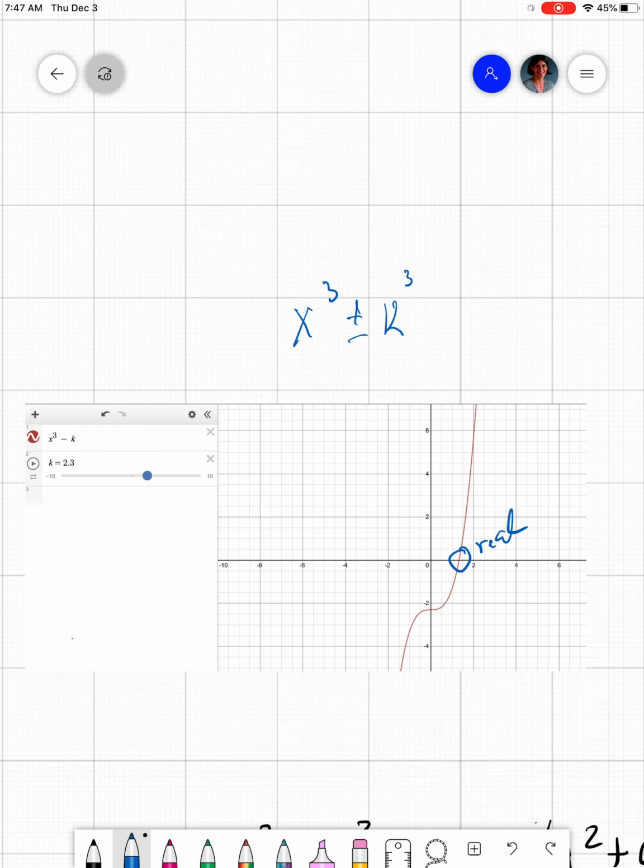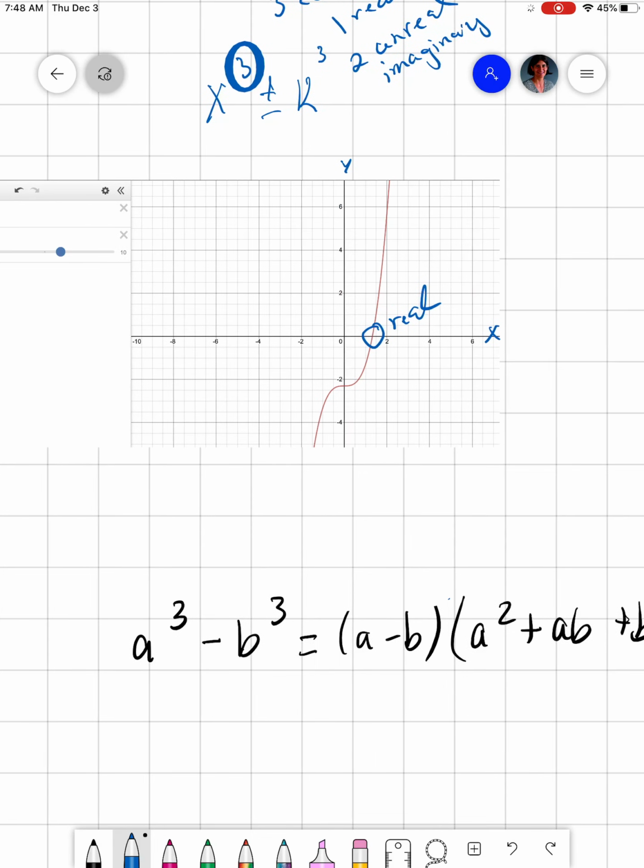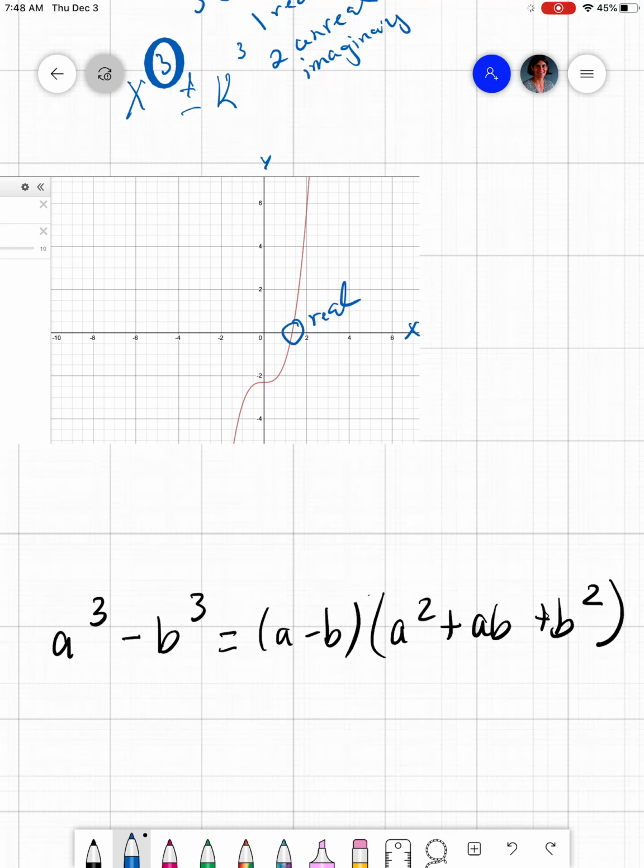But as you've learned in this unit, when you have something that's x cubed, it means it's going to have a total of 3 zeros. In this instance, one of those zeros is real and 2 are unreal. They're imaginary, and we do not see imaginary zeros on an xy plane. So we're going to have to find the non-real zeros in a different way. Let's look at this formula here.